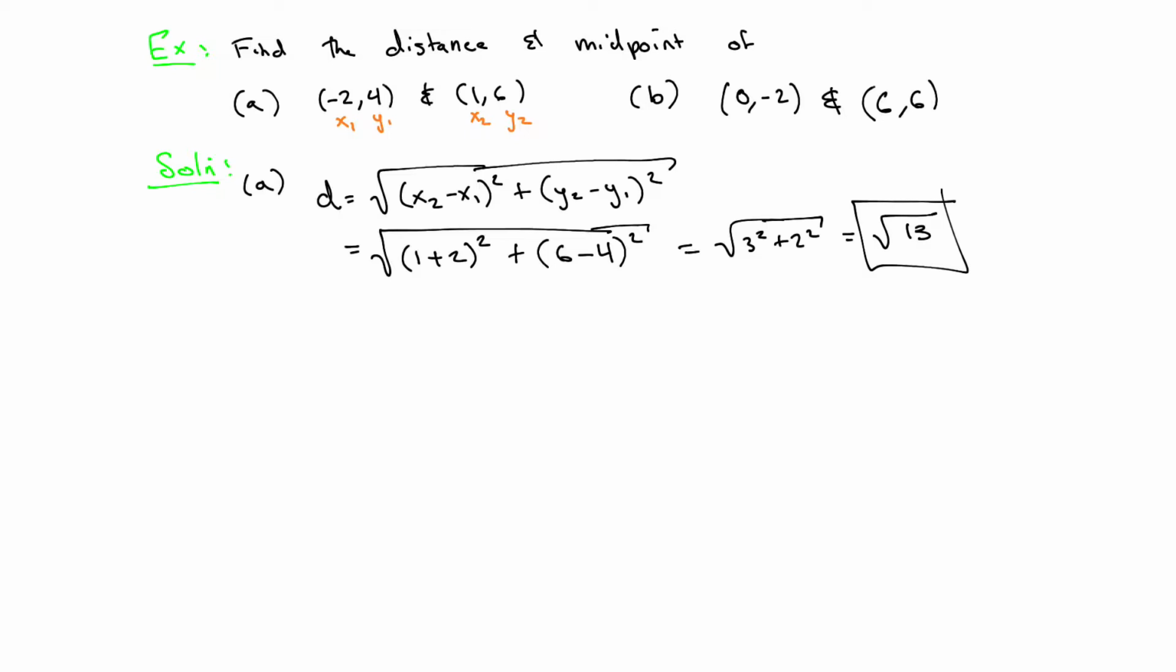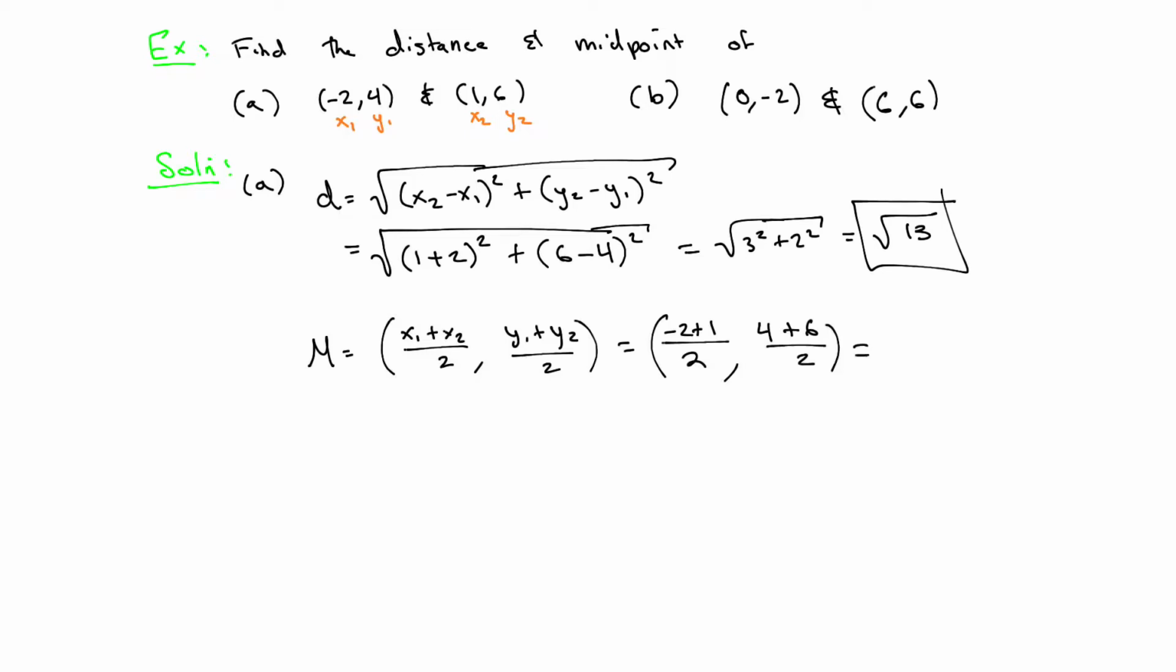Just leave it as a square root, or simplify if it's nice, like you're going to see in the next problem in part B. But that's the distance, and then the midpoint is going to be x sub 1 plus x sub 2 over 2, y sub 1 plus y sub 2 over 2, which in this case would be x sub 1, negative 2, plus x sub 2, which is 1, divided by 2, and then y sub 1 is 4, y sub 2 is 6, so 4 plus 6 divided by 2, which gives me negative 1/2, comma, 5. And that is my midpoint.